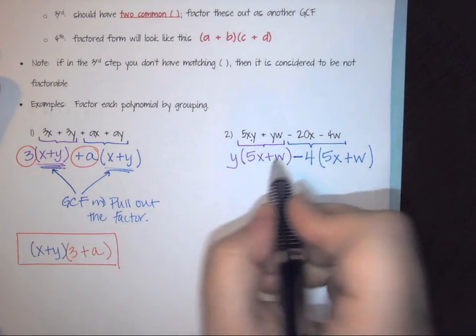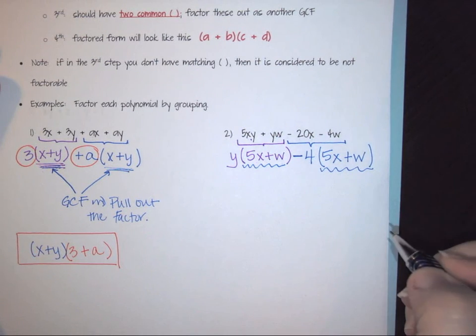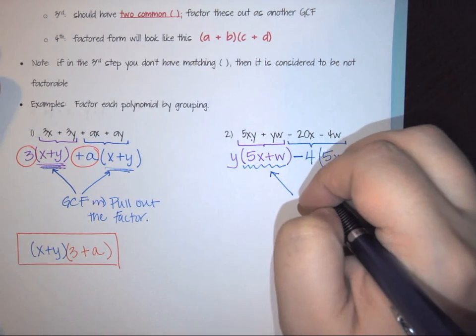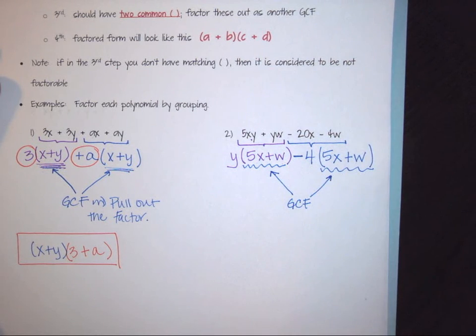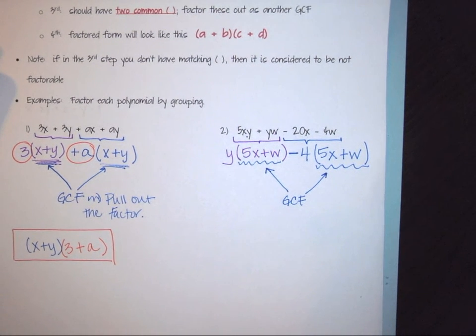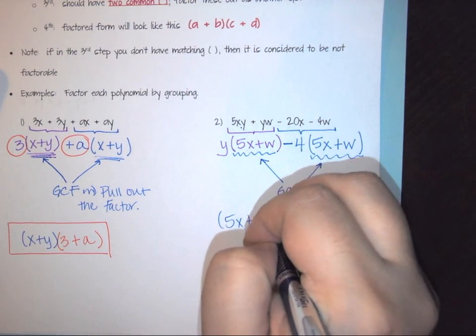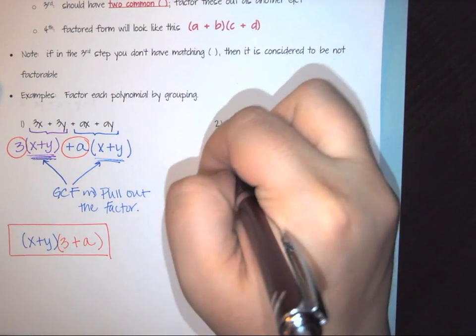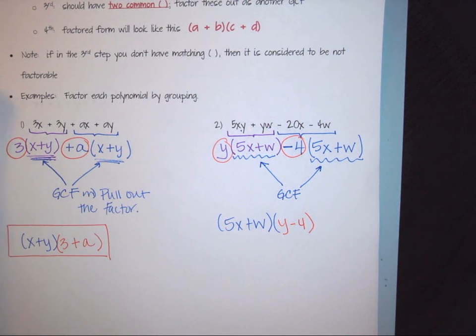So again, notice I have a 5x plus w and a 5x plus w. So again, the rule then says that this now is going to be my new greatest common factor. So I need to pull it out. So this becomes 5x plus w. And then I have to look at what's left. And what's left here is going to be the y and the minus 4. So write down what's next, and you're good.